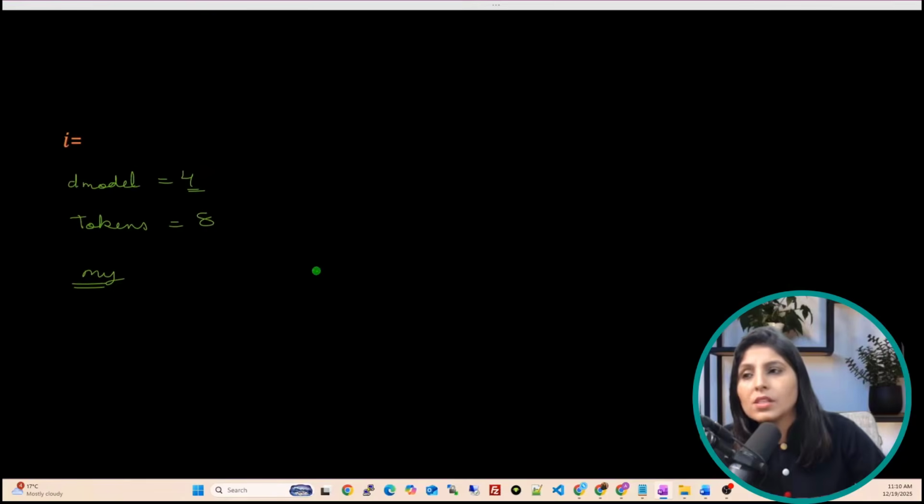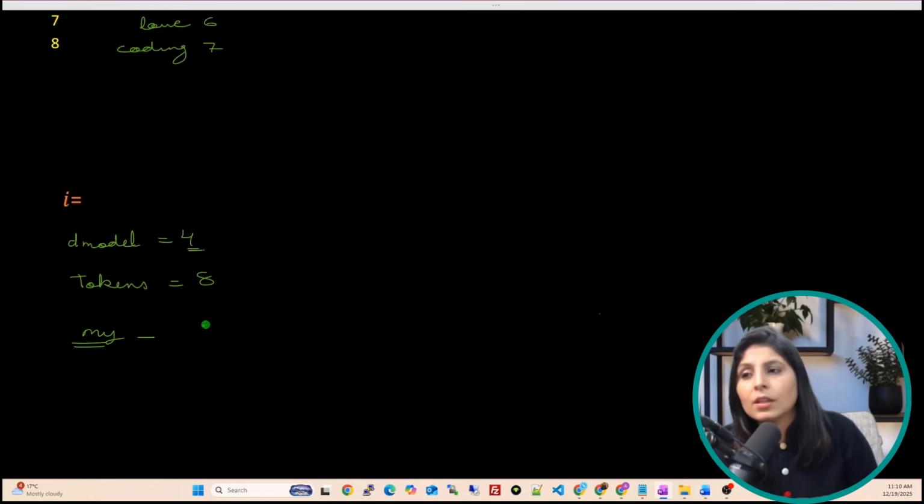Assume for "my", the token embedding is 0.4, 0.5, 0.6 and 0.7. We have these 4 values. Why these 4 values? Because d_model is 4, and if d_model is 4, you're going to have 4 floating point values. For simplicity, I have written the values like this. This is the token embedding.